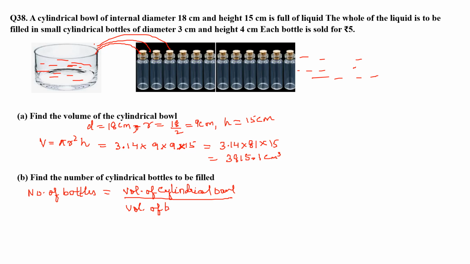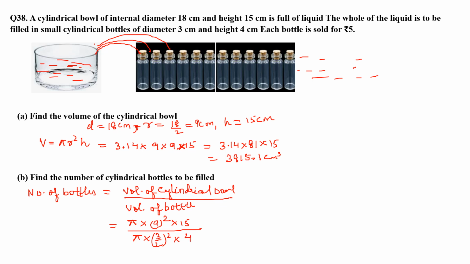Now both are cylinders, so the formula will be the same, pi r square h. I'm going to keep pi as it is. The radius square will be 9 square for the cylindrical bowl and height is given as 15, divided by, now the volume of the bottle I have to find. The volume of the bottle will be pi r square h again. Now the diameter is 3 here, so the radius will be 3 by 2, 3 by 2 whole square, and height is given as 4.